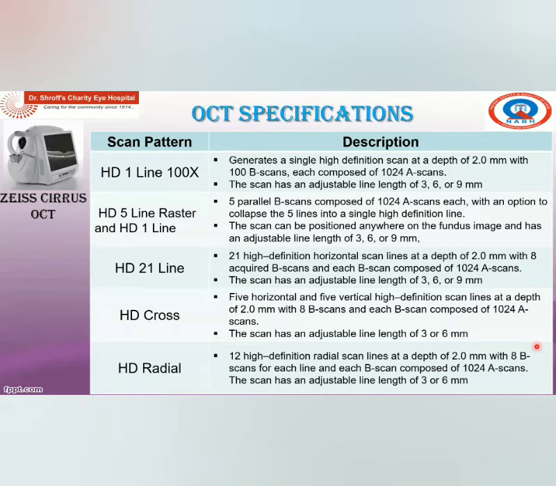And HD radial means we are taking a radial scan at a point and then extending the line scan in each direction: vertically up, vertically down, horizontally right, horizontally left. We can adjust it to 6 mm, or to 3 mm, and adjust the lines to different lengths, shorter or longer. If the macular pathology has extended, we can extend the lines to 6 or 9 mm also.